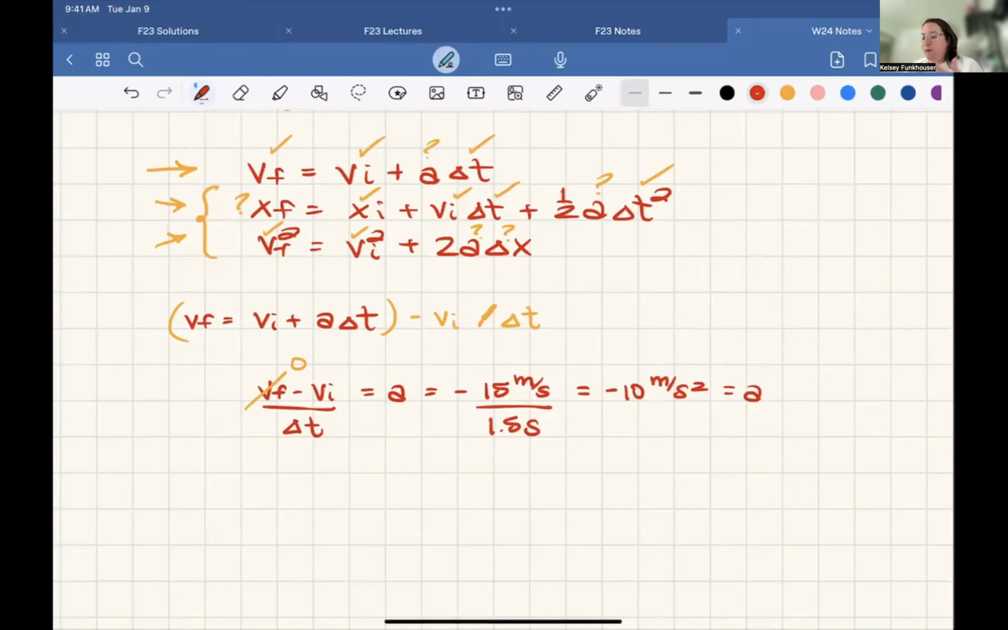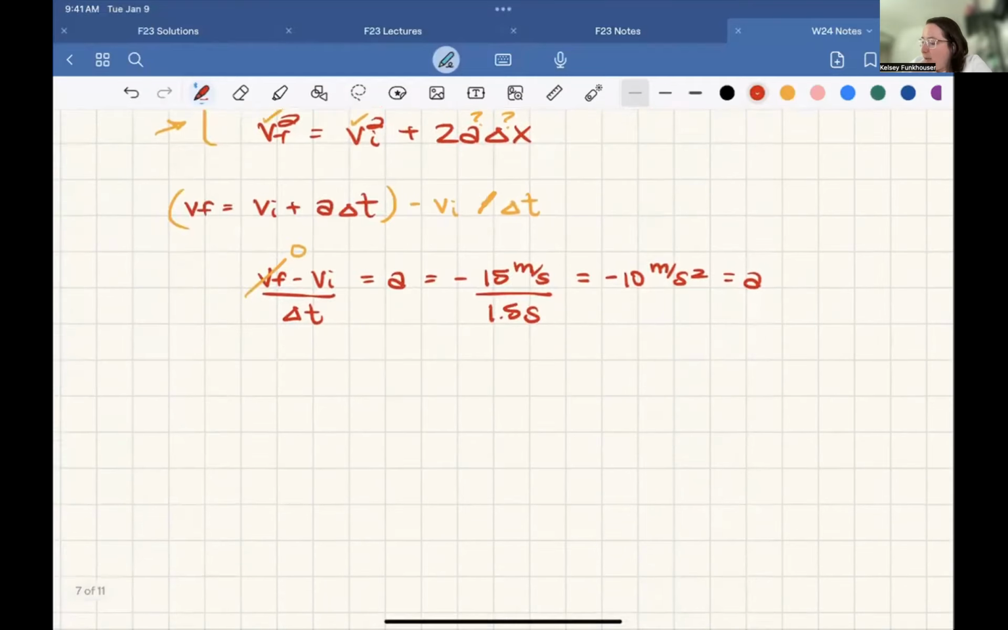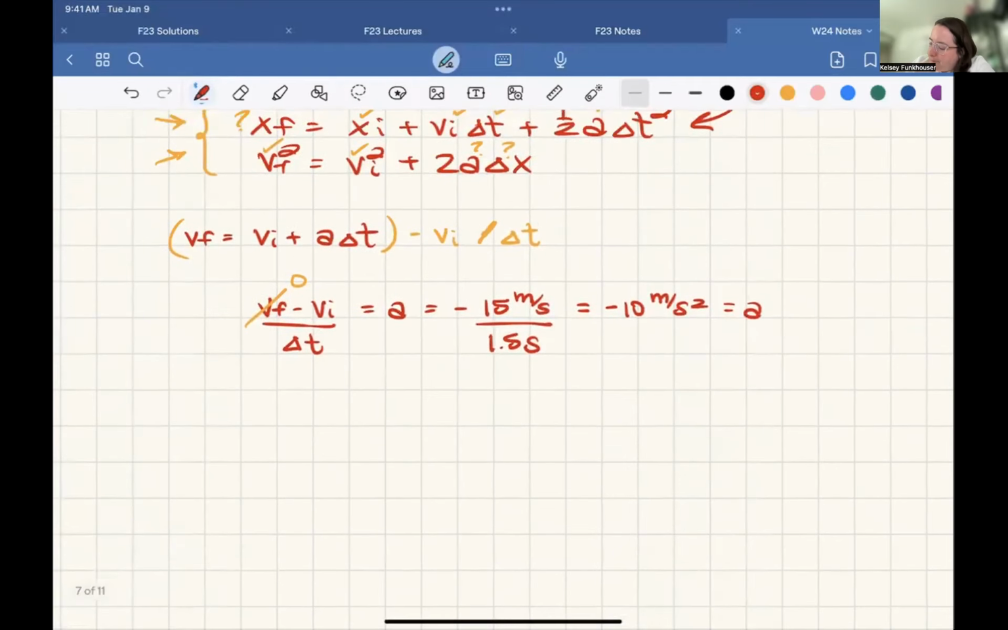Okay, cool. Then we can just pick whichever equation we want to use. I think I'm going to use the long kinematics equation because then I don't even have to do any rearranging, because we want to know the final position. So that's convenient. But you could use the other one if you wanted. Okay, let's do it. X final equals X initial plus V initial delta T plus 1/2 A delta T squared.